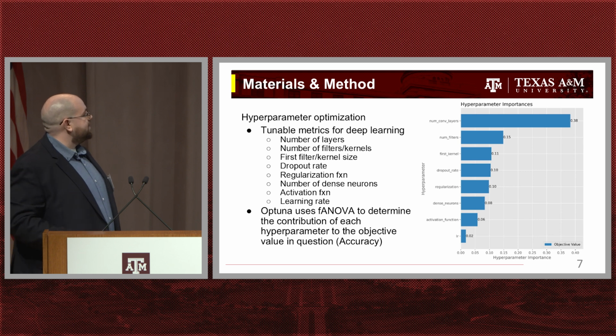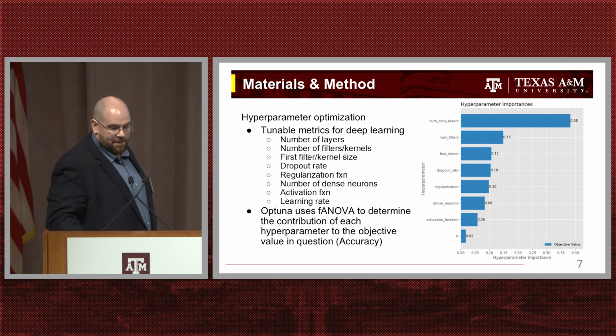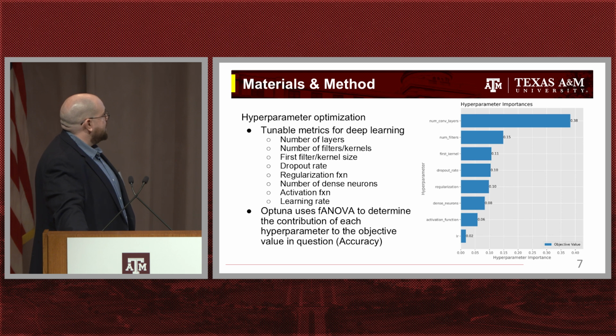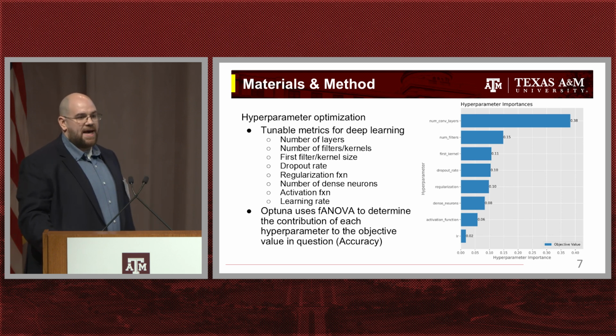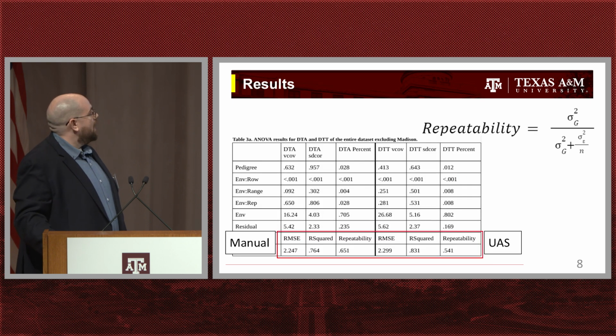So Optuna, this is a package that we ran on the high-performance research clusters, and it uses FANOVA to determine which setting in those hyperparameters gives you the best accuracy. I'm happy to talk more about that later.